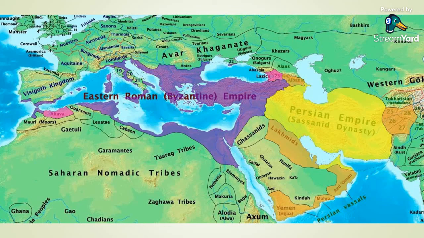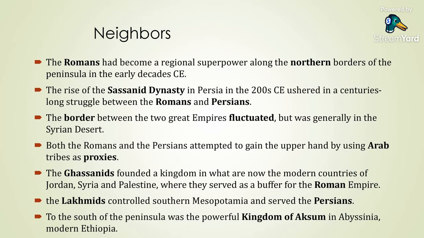You can see here in the map, the Persian Empire is on the east, and the Roman Empire is on the west. The Lakhmids are like the Arab Empire working as a vassal for the Persian Empire, and the Ghassanids are working as a vassal for the Roman Empire. These two empires fought with each other to conquer the other one, and the perpetual war between them went on.